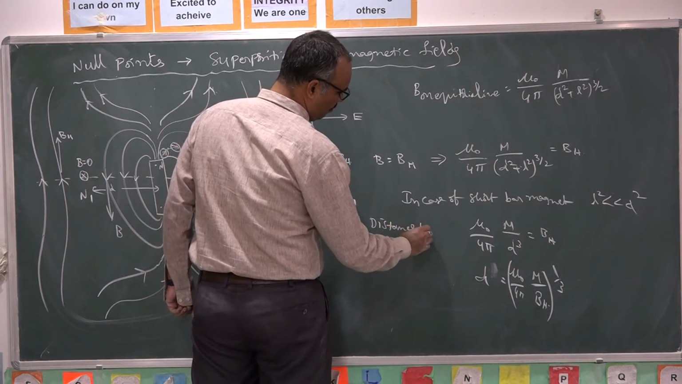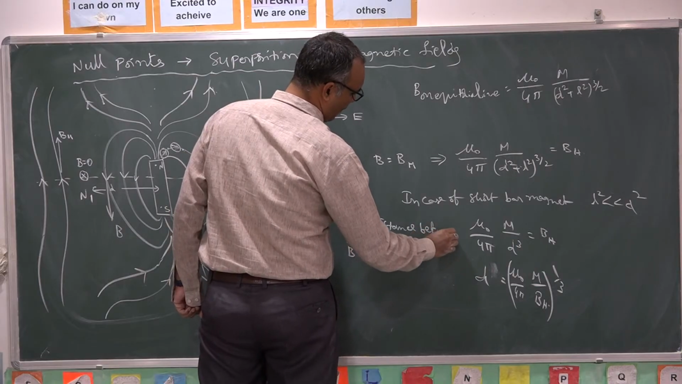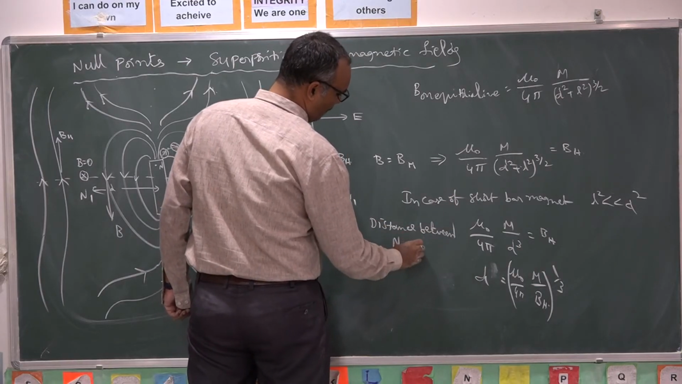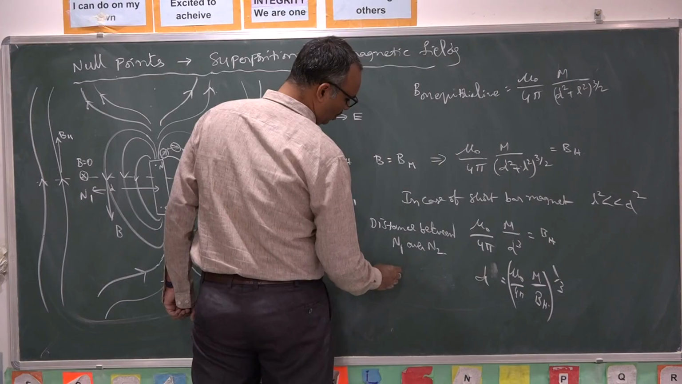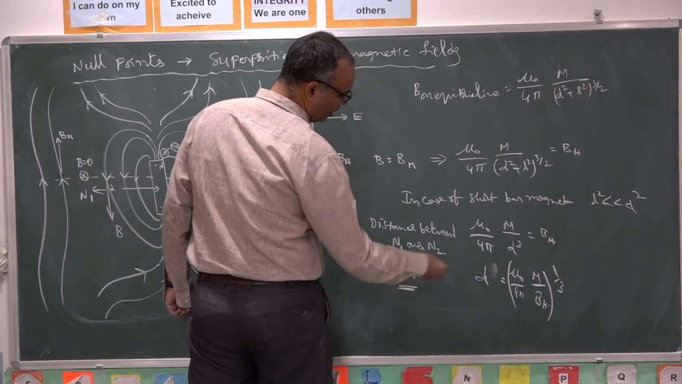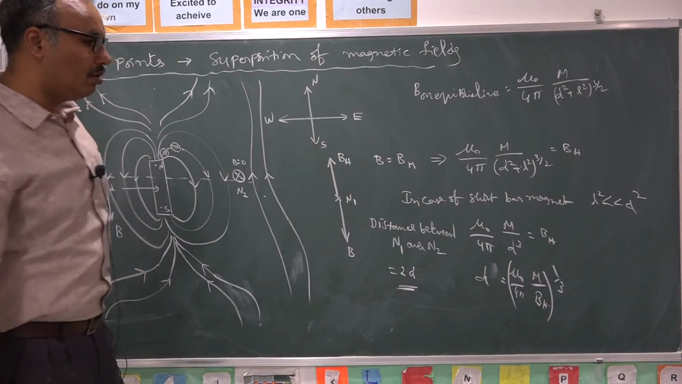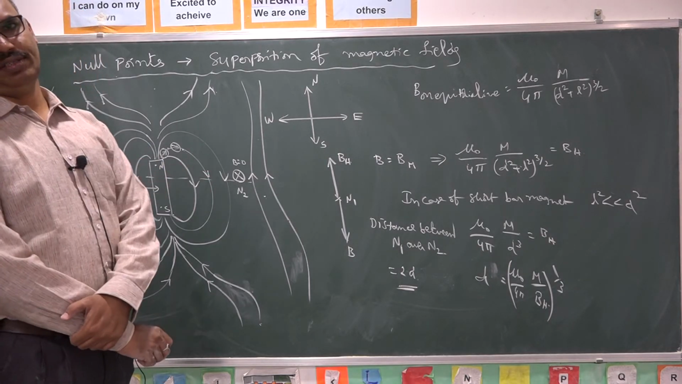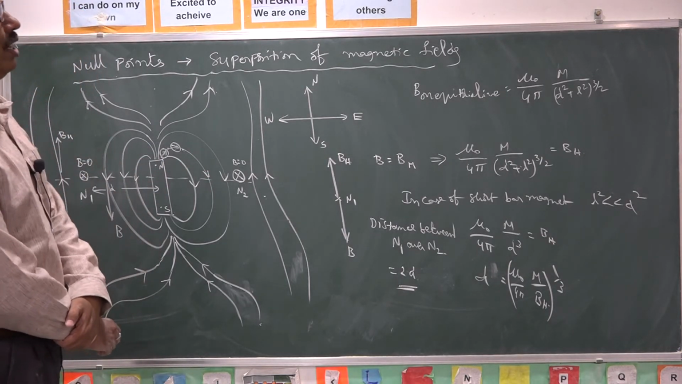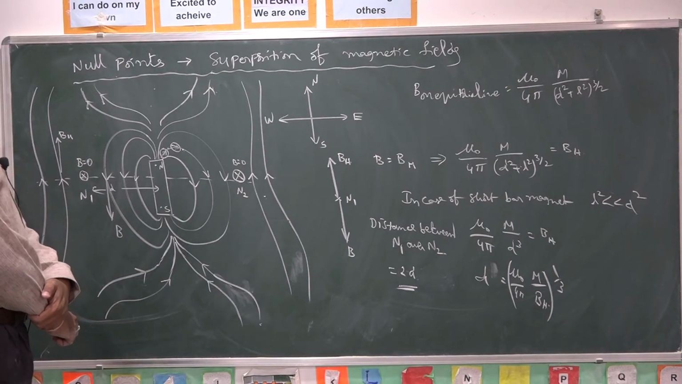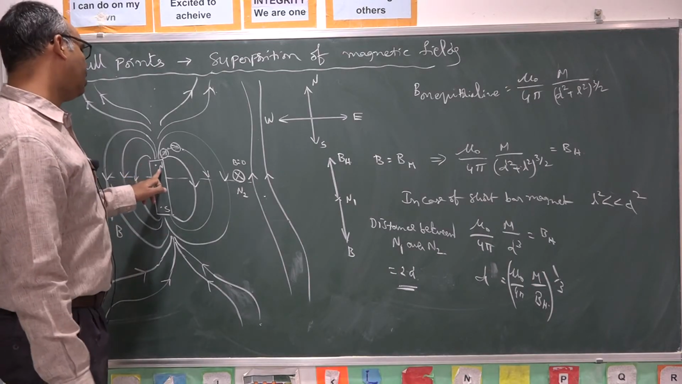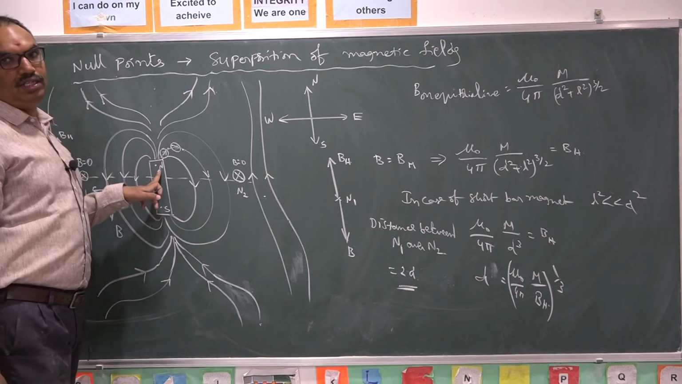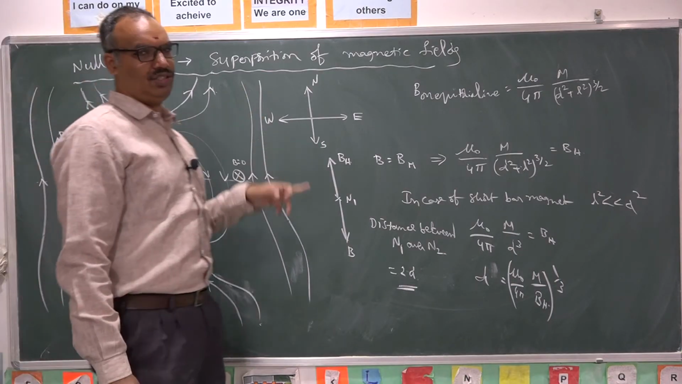Distance between N1 and N2. That means you should calculate 2d. Already d value is there. You multiply with 2, you will get the distance between the two null points. Null points are located on the equatorial line. So this is about the direction of bar magnet is in geographic north direction.